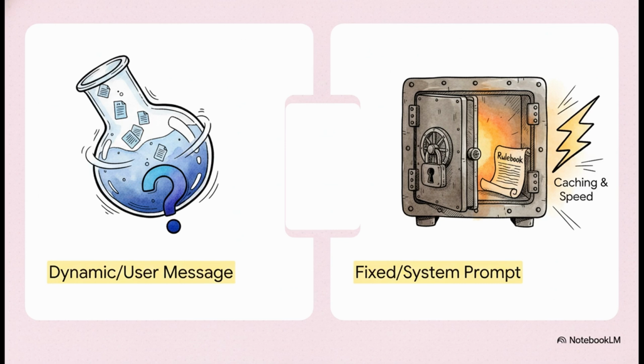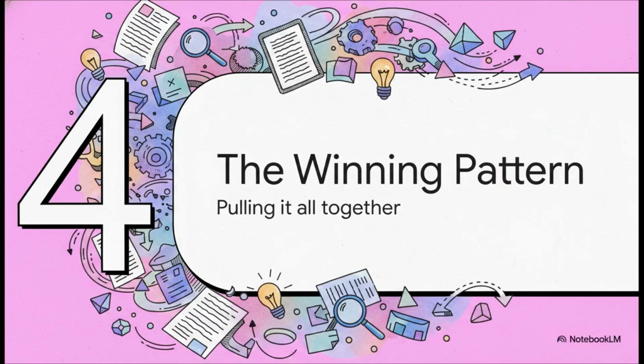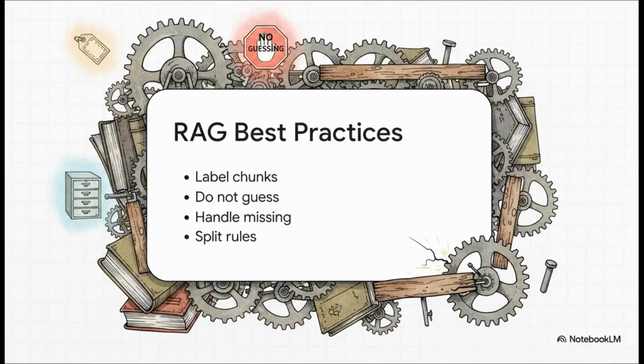Okay, section 4, the winning pattern. Let's pull this all together. So, what is the exact pattern that actually works in the real world? Here's your quick checklist. Label every single chunk with a source ID. Add the crucial instruction, do not guess. Explicitly tell the model what to do when it doesn't know the answer. Put the documents first, the question last, and keep your rules strictly in the system prompt.